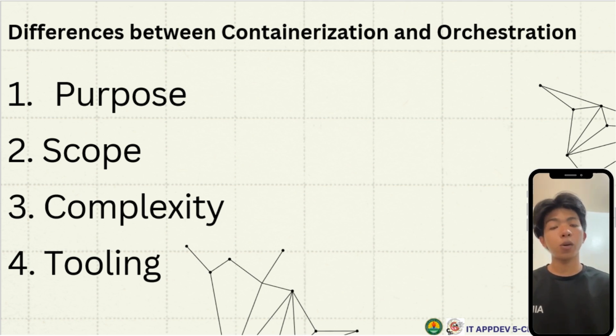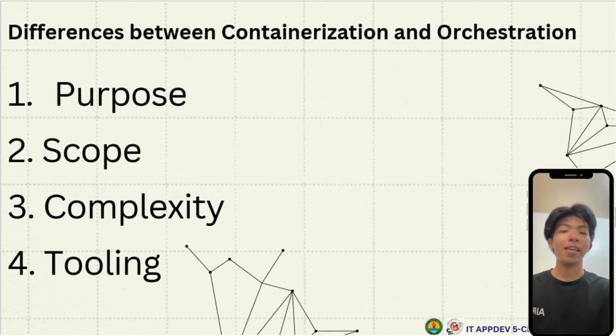And next, let's talk about the difference between containerization and orchestration. So let's talk about the purpose. The purpose of containerization is to package an application and its dependencies into a single container. On the other hand, orchestration allows you to automate and manage those containers. As for the scope, containerization focuses more on creating and running applications, while orchestration focuses on a large scale, which allows you to orchestrate and automate the management of those containerized applications.